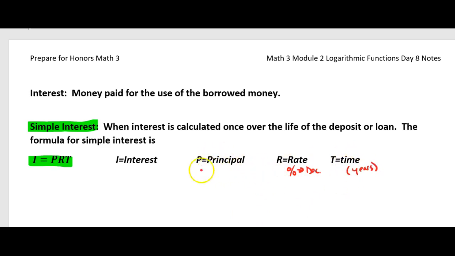Okay, remember, principal is the amount borrowed or deposited.